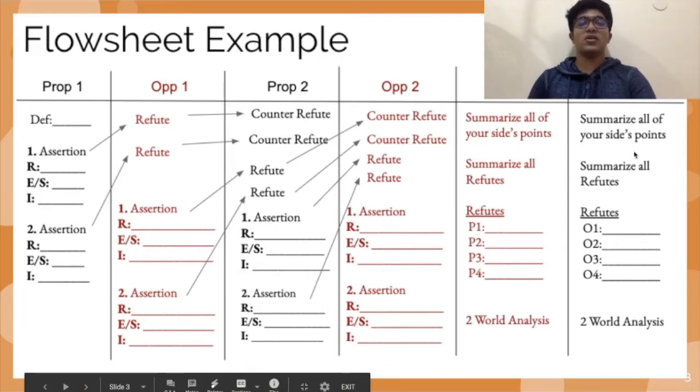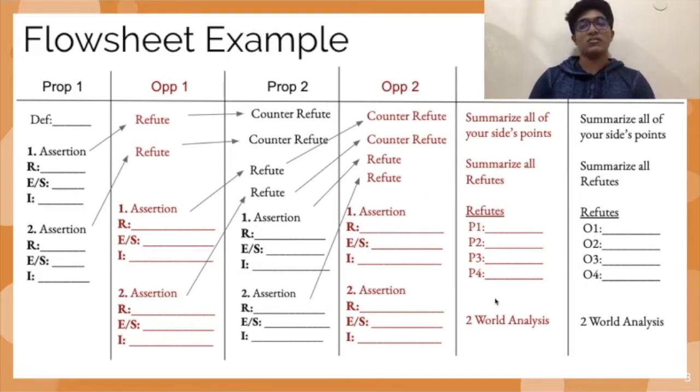So the prop 3 speaker needs to be especially good at flowing every single thing in this round, because if they forget something that was brought up by the op 3 speaker and don't mention or refute it, the judge might be like, why didn't you respond to that? And then they'll give them the loss. So every single thing needs to be written down.